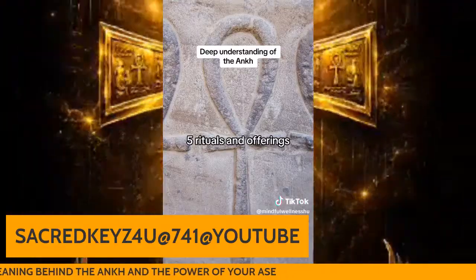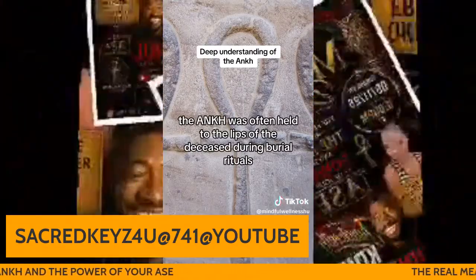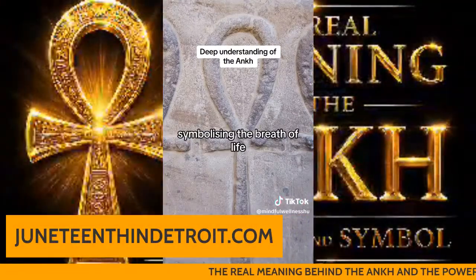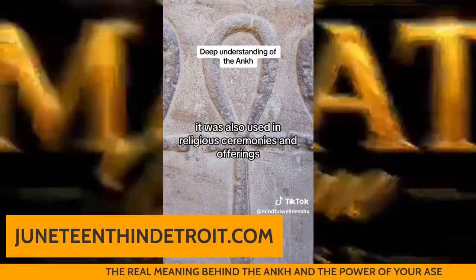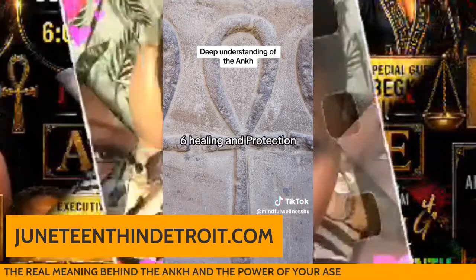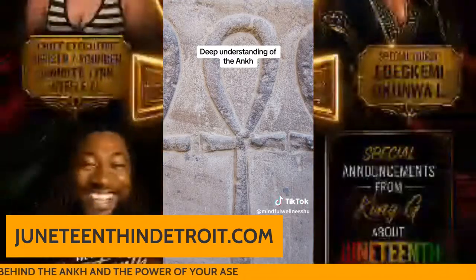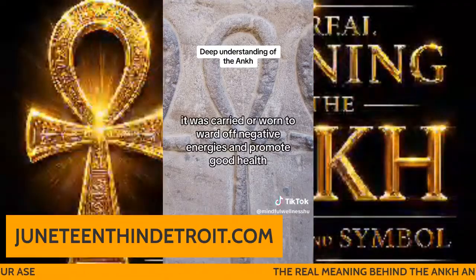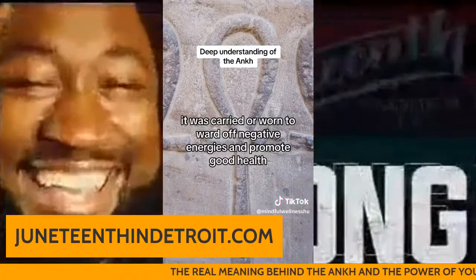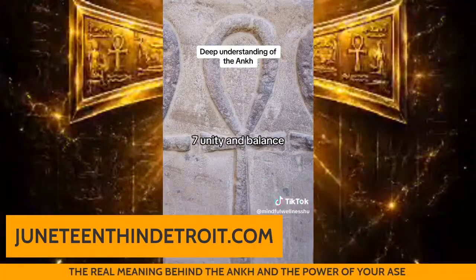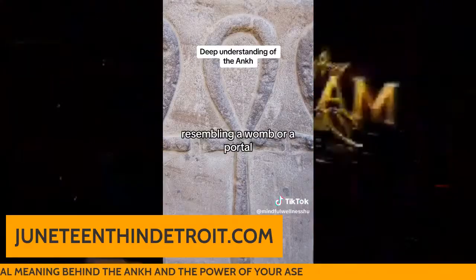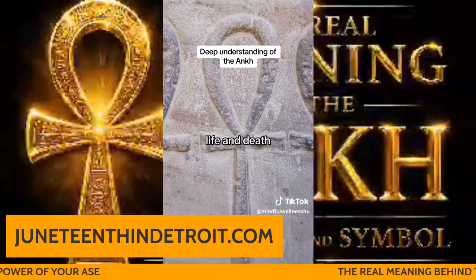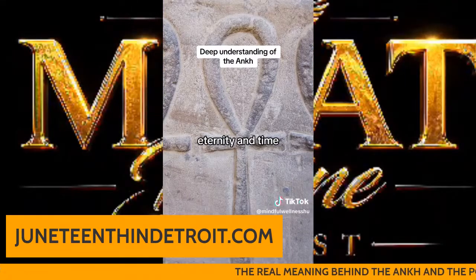5. Rituals and offerings. The Ankh was often held to the lips of the deceased during burial rituals, symbolizing the breath of life. It was also used in religious ceremonies and offerings. 6. Healing and protection. Egyptians believed the Ankh possessed healing and protective properties. It was carried or worn to ward off negative energies and promote good health. 7. Unity and balance. The loop at the top, resembling a womb or a portal, signifies the union of opposites, life and death, feminine and masculine, eternity and time.